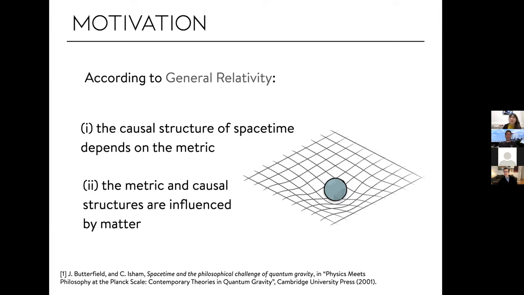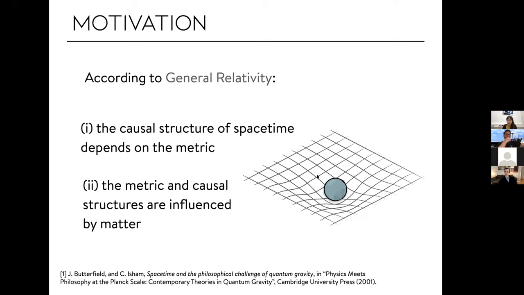The causal relation between events also depends on the way in which we define spatial distances and temporal durations. In turn, we define spatial distances and temporal durations with respect to a so-called underlying metric structure, and the metric structure is affected by the presence of gravitational masses. To give you a pictorial example, one could imagine this net as the metric structure, and as you can see in this picture, it undergoes a curvature around a gravitational mass. This is the way in which, according to general relativity, we describe causal relations.